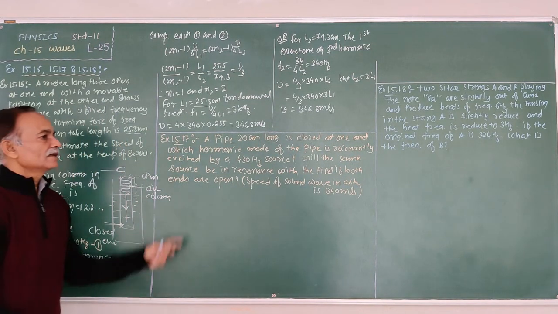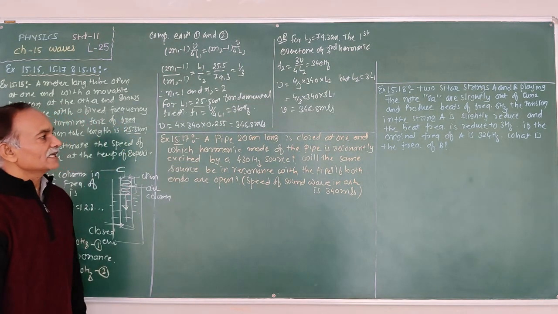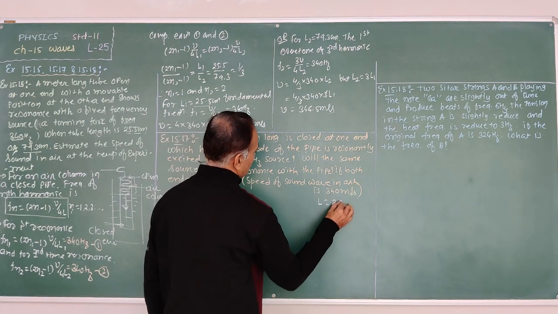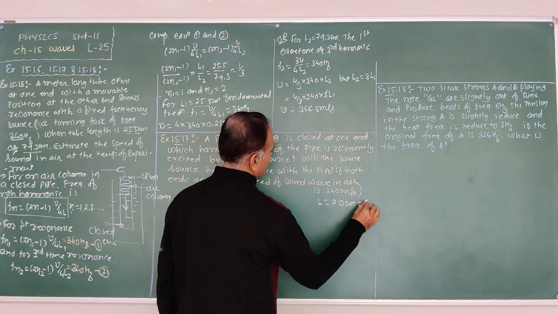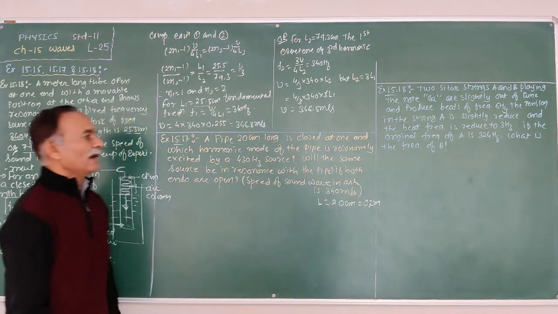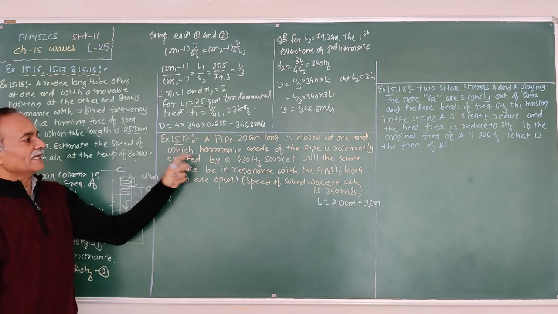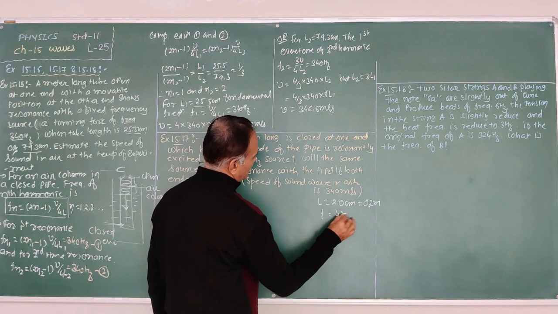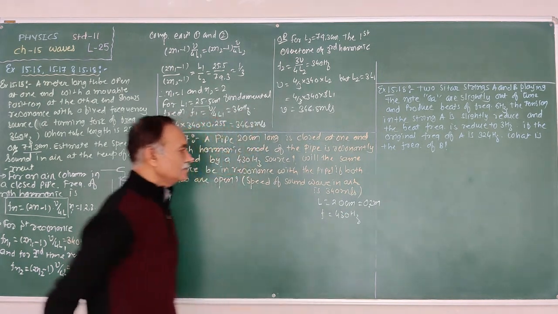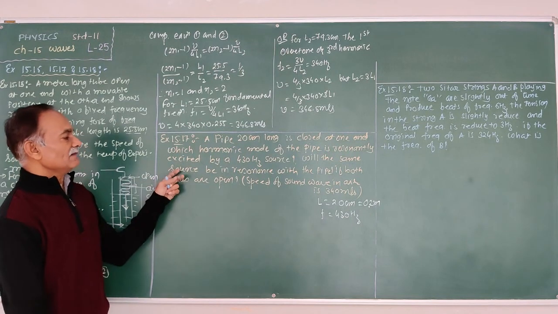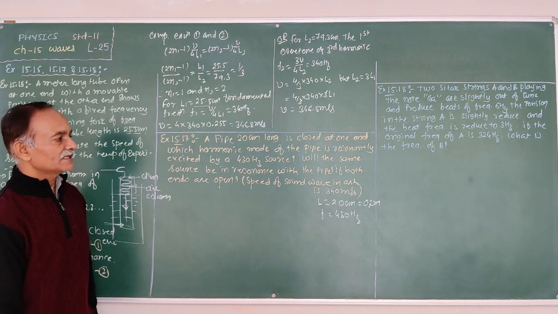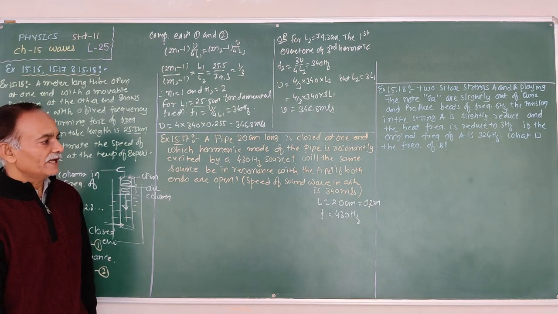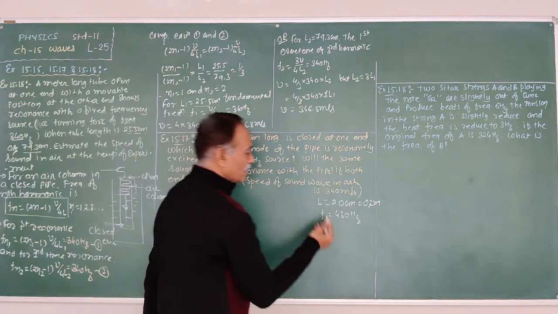Now the next numerical, 15.17. A pipe of 20 centimeter long. Right? The length of the pipe is given as 20 centimeter, that means 0.2 meter. The pipe is resonantly excited by a 430 Hz source. The frequency F is given as 430 Hz. Will the same source be in resonance with the pipe if both ends are open? The speed of the sound wave in air is 340 meter per second.